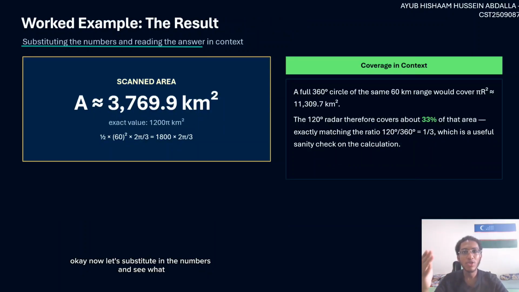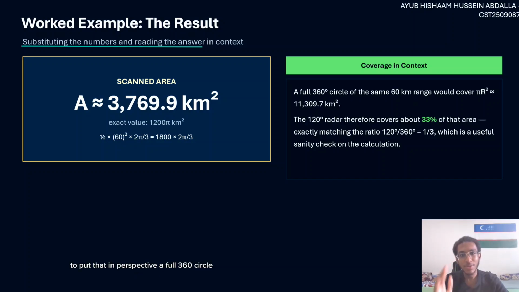Okay, now let's substitute in the numbers and see what that means in context. A half times 60 squared times 2 pi over 3 gives us exactly 1200 pi square kilometers, which works out to approximately 3769.9 square kilometers of scanned area.